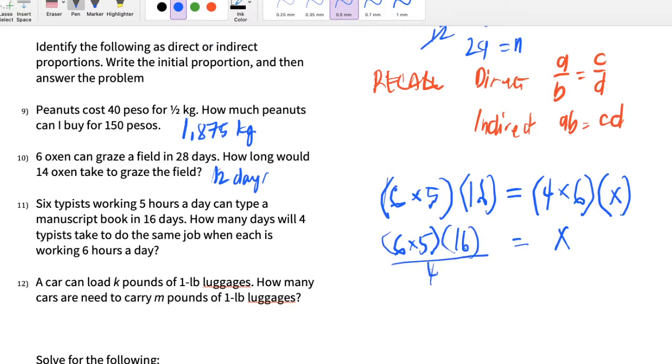Okay? So, we have 6 times. Here, magka-cancel lang ang ating 6. Itong 4 and 16 magka-cancel. We will be left with 20 is equal to x. Okay? So, the answer here would be 20 days.